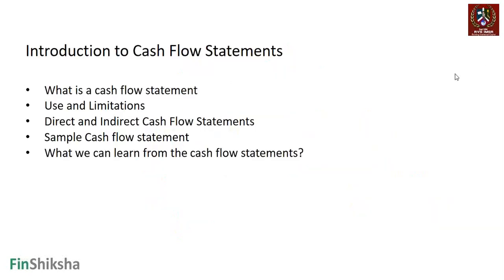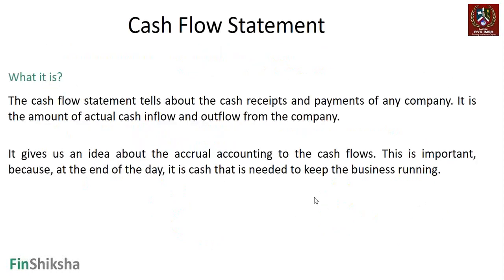So we're going to cover what is a cash flow statement, what are the uses and limitations of a cash flow, direct and indirect cash flow statements, how to look at a sample cash flow, and what can we learn from cash flow statements, right? So when we look at a cash flow statement, it tells us about the cash receipts and payments of any company. It's the amount of actual cash inflow and outflow. So technically, this is like a bank statement, right? In a way, a bank statement. And just like a bank statement, these are all actual transactions that will come out, right?